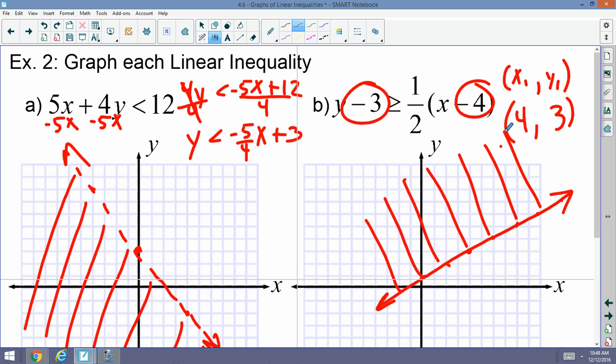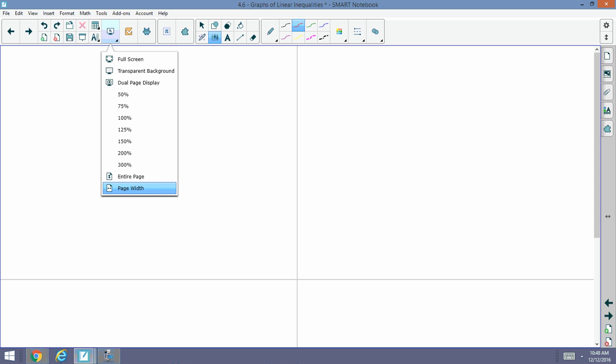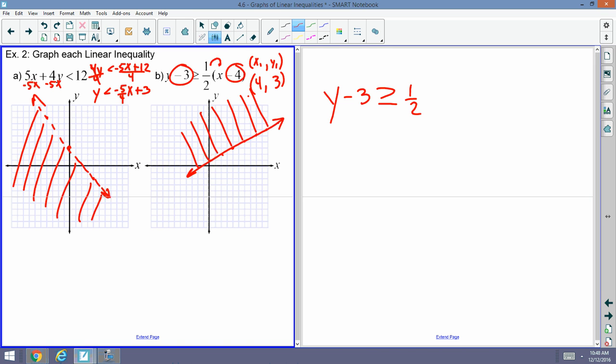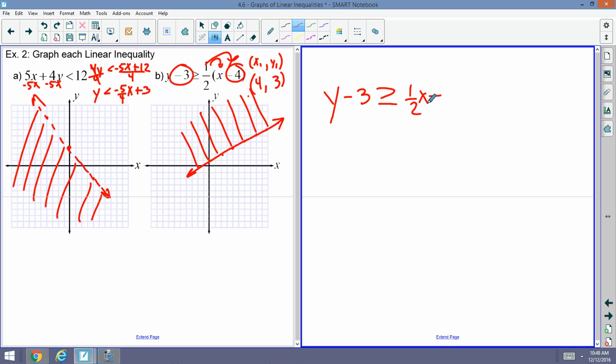Yes, sir, my brother. I solved for it. I got y is greater than... Okay, let's see. Yeah, you did your math wrong. But that's okay, and I thank you for that. Let's show you what we did wrong. If you were going to solve for y here, this is y minus 3 is greater than or equal to 1/2 x, because you have to distribute, my brother. 1/2 x minus 2. Now you add the 3, and y is greater than or equal to 1/2 x plus 1. So no, my y-intercept is correct.